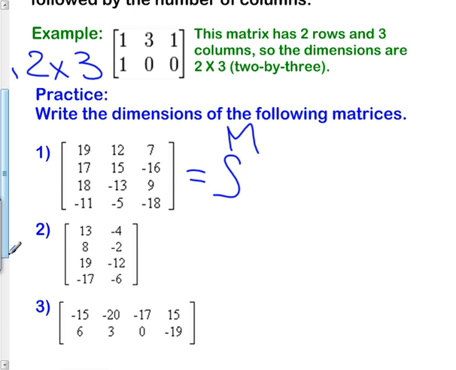So, based on rows and columns, what would this be? A what by what? 4 by 3. 3 by 4. It's rows then columns. So 1, 2, 3, 4. 4 by 3. First the rows, then the columns.